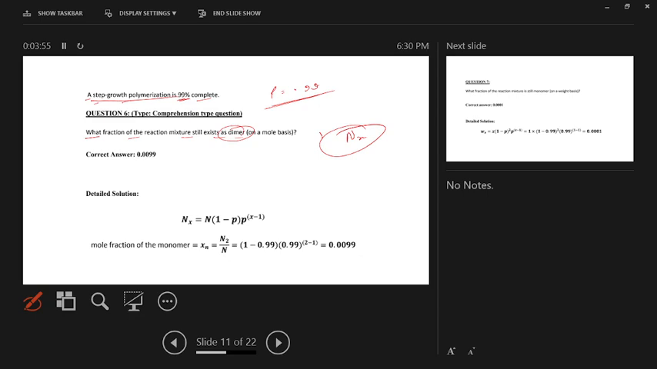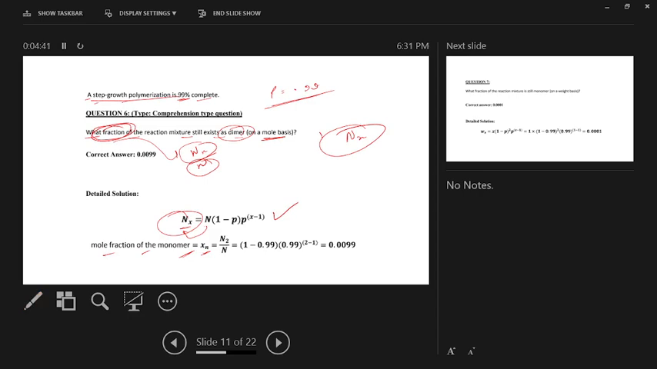We already know that this is the formula of Nx. If you find any x-mer at any conversion, this is the formula. What is the question asking? What fraction? You need to find the fraction, so you need to find Nx upon N: the number of this monomer molecules divided by the number of total molecules. Nx by N will give you a fraction. If you shift N here, then Nx over N will be the mole fraction. This formula is to find the mole fraction of this monomer.